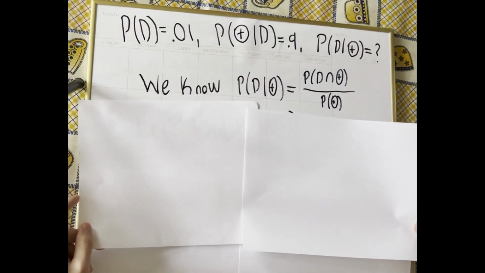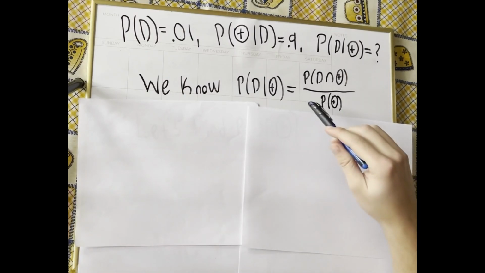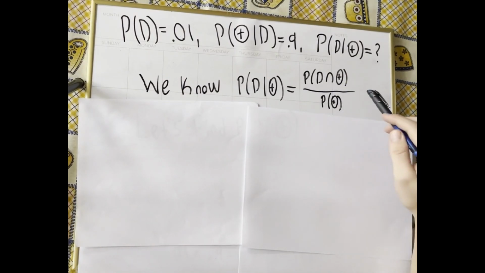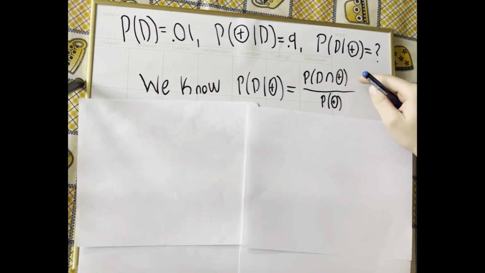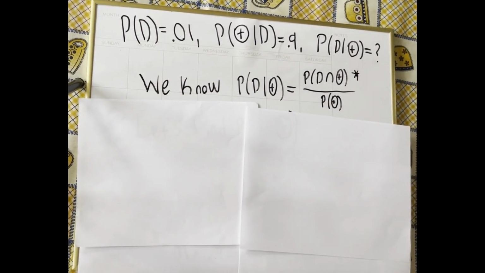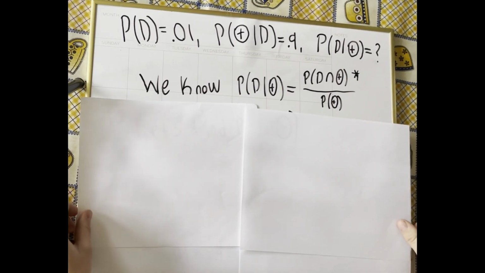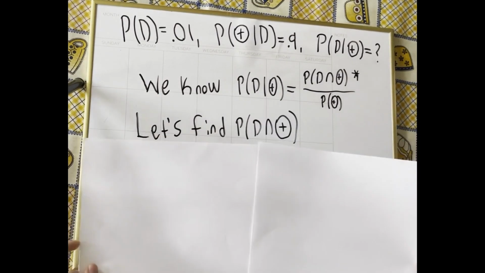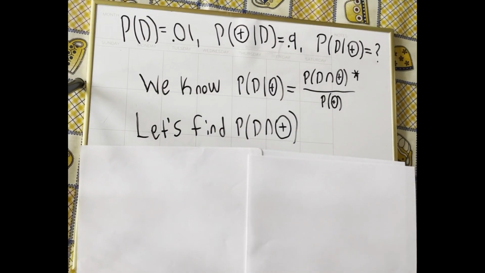Using our definition of conditional probability, how can we rewrite the probability of D given plus sign? We get that the probability of D given plus sign is the probability of D intersect plus sign over the probability of plus sign. So we don't know either of these, but we do have enough information to find these. So first, let's just look at the probability of D intersect plus sign. I'll put a star next to it. This is the one that we are looking for.